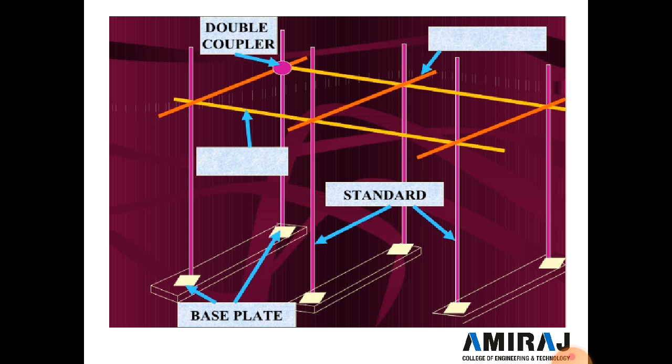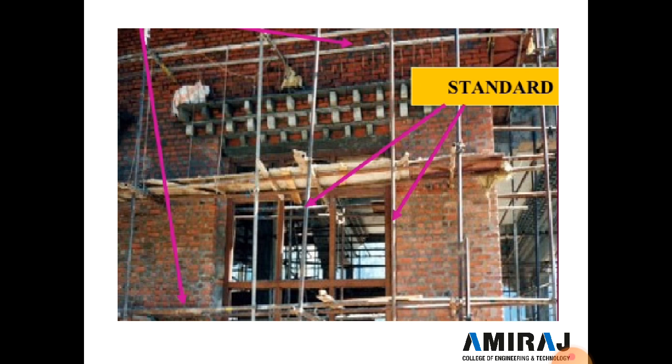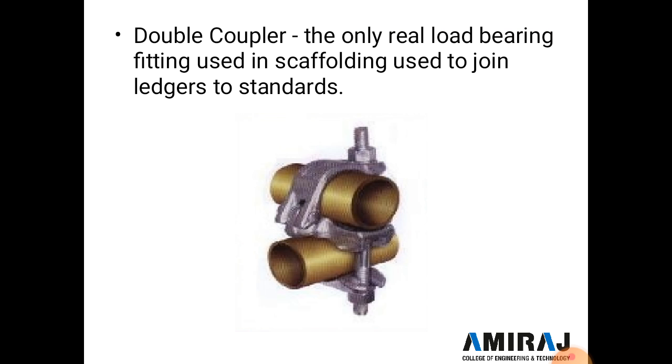So these are the different elements of the scaffold. Here the stand is a vertical component of the scaffolding. It is generally large in length, and see this figure number 2. Generally a stand is 1 to 2 story height. Second is the double coupler. It is the only real load bearing fitting used in scaffolding, used to join ledger to two stands, and if two pipes are joined with each other, the double coupler is used.